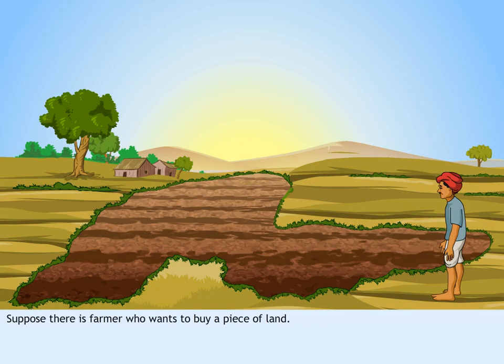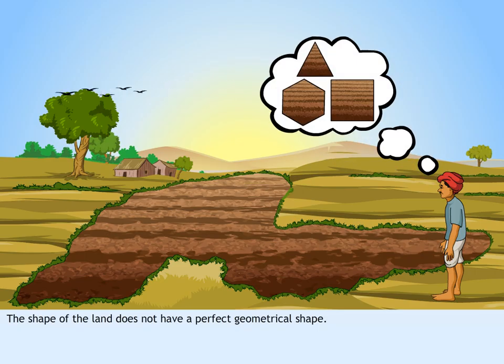Suppose there is a farmer who wants to buy a piece of land. In order to buy that piece of land, he needs to find the area of the land. The shape of the land is as shown in the figure, but note that the land does not have a perfect geometrical shape. Since there is no formula to calculate the area of such a shape, how can he do it?